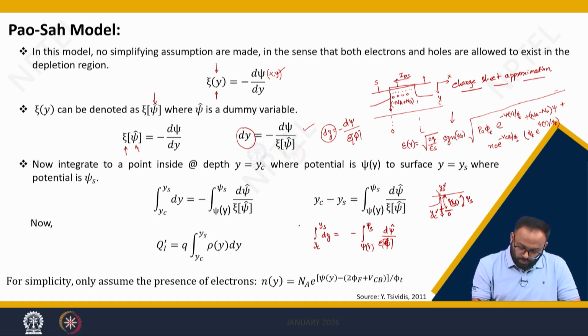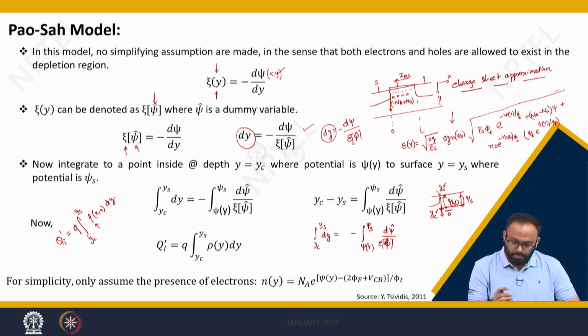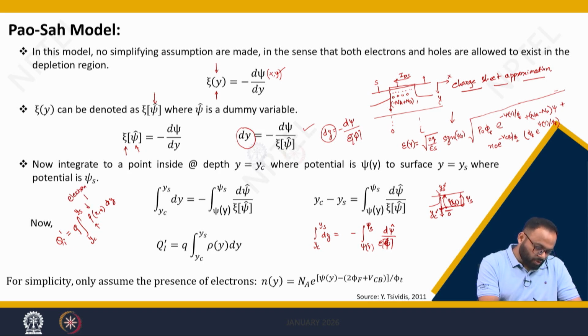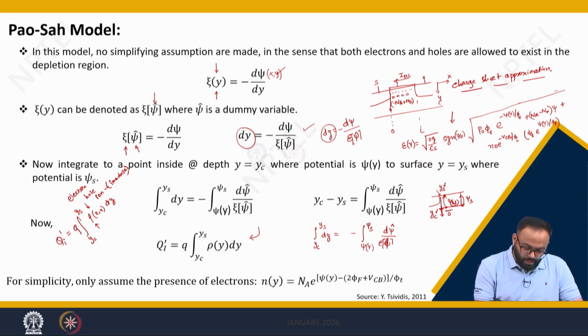Now, I know the total charge in the depletion region can be explained as Q times the total charge present in this region. This region is defined between Yc and Ys, and the total charge can be represented by the integral of rho of x,y dy, where rho is the charge density. This rho comprises the electron contribution, the hole contribution and the contribution of the immobile ions, correct? So we can keep it here and we can find out the inversion charge.